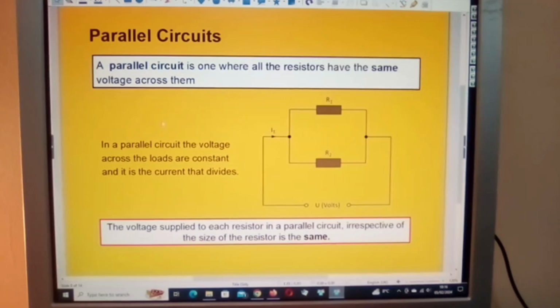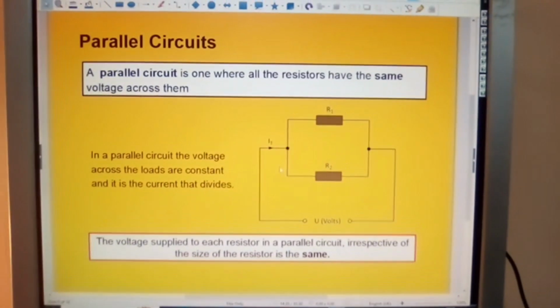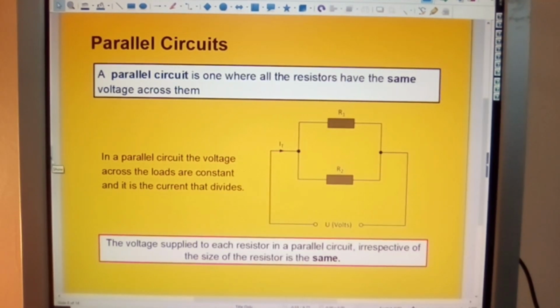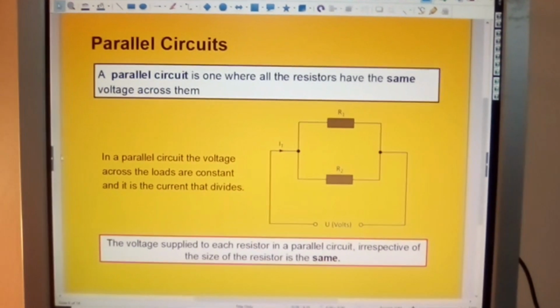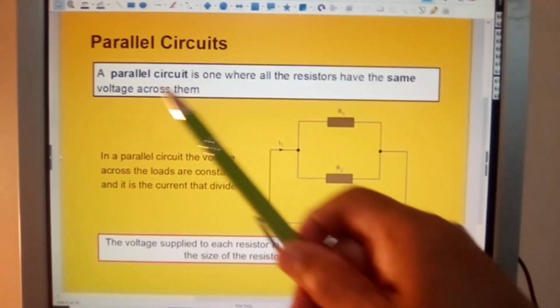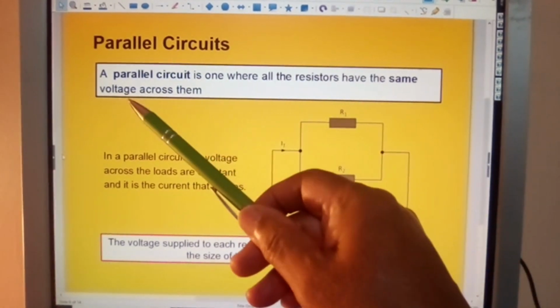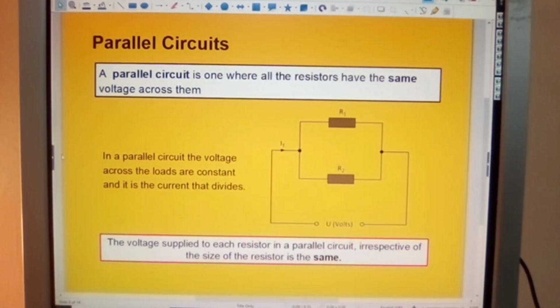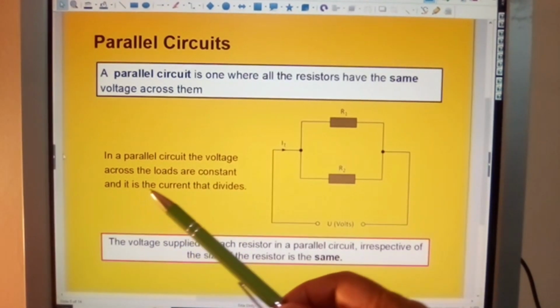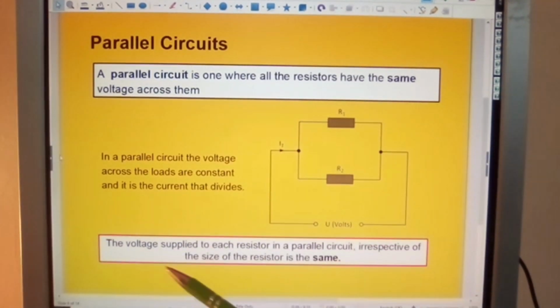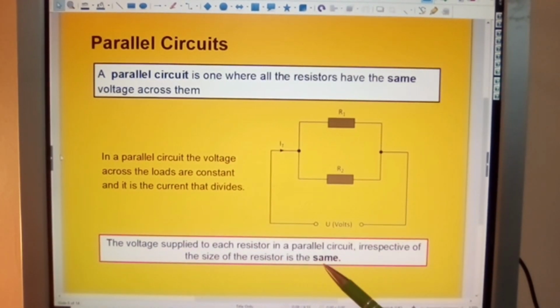Parallel circuit. You're familiar with this, so I don't need to spend too long talking to you on this. My apologies again. I have to assume that your new parallel circuit is one where all resistors have the same voltage across them. In a parallel circuit, the voltage across the loads is constant, and it is the current that divides. Voltage applied to each resistor in a parallel circuit, irrespective of the size of the resistor, is the same.